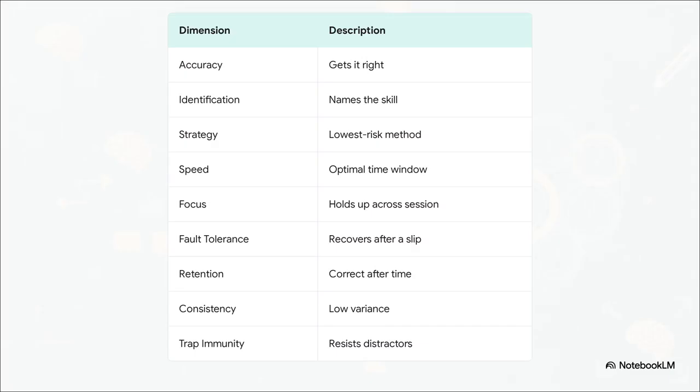Just look at the sheer rigor of these 9 dimensions. Getting the question right, that is literally only step 1. Can you identify the skill? Can you apply the lowest risk strategy and do it fast enough? Can you maintain focus when you're totally exhausted at the end of a session or recover quickly after a sudden slip? A single SMART score from a competitor means absolutely nothing if you're highly accurate but constantly fail on speed, or if you keep falling for trap answers. You haven't truly mastered a skill until all 9 of these dimensions are cleared.